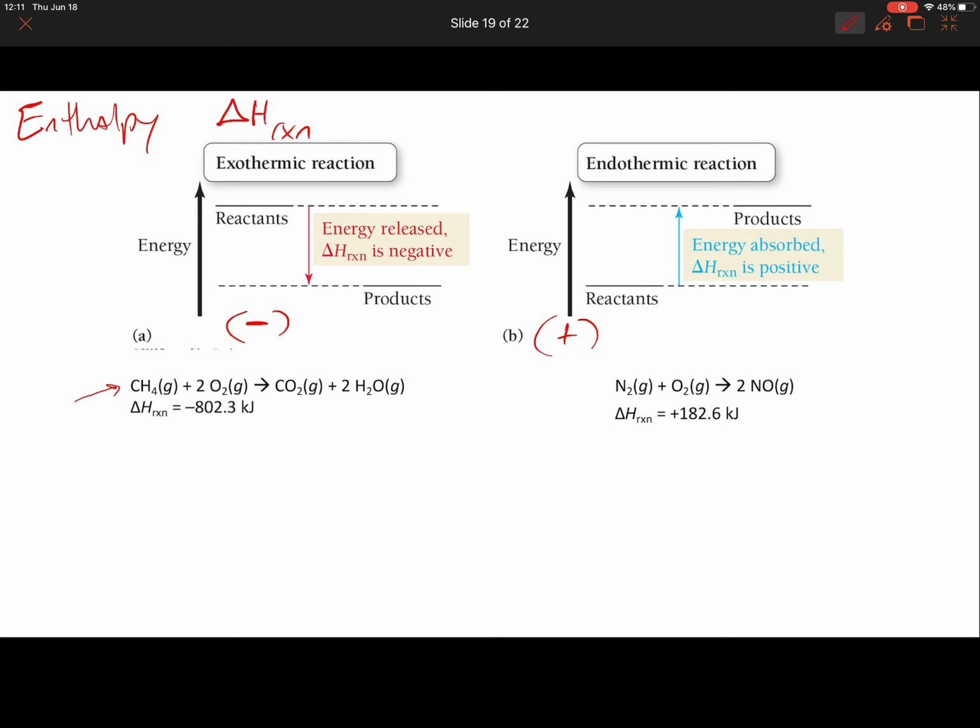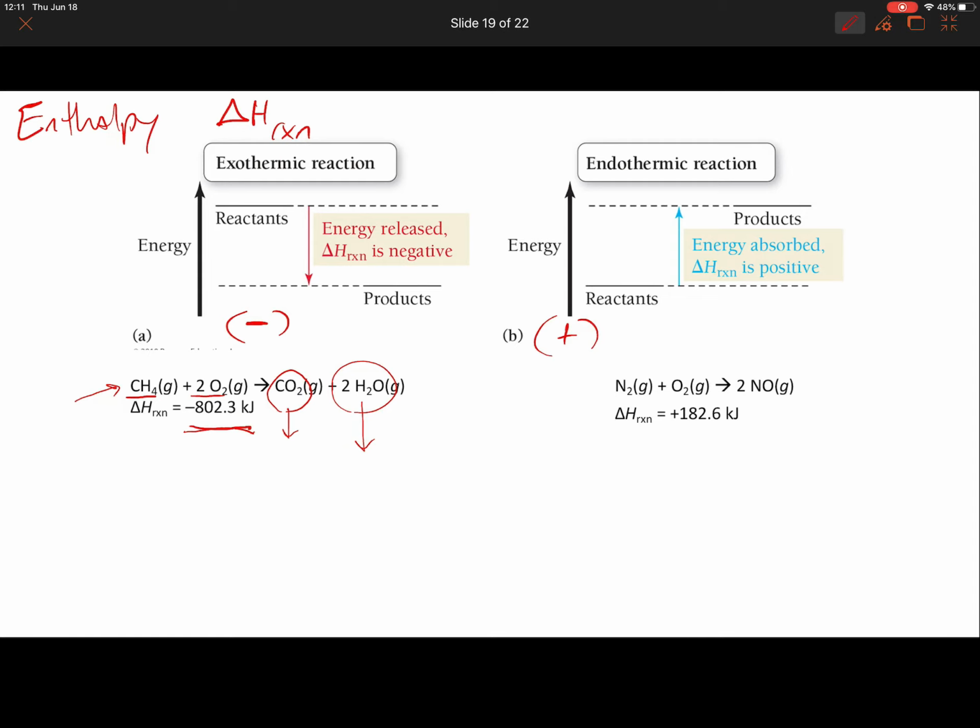What that says is that 802.3 kilojoules of heat are emitted when 1 mole of methane reacts with 2 moles of oxygen. So according to the balanced equation, we can even say this is the amount of heat released when 1 mole of CO2 forms. This is the amount of heat released when 2 moles of water form. It's related to those stoichiometric coefficients, just like we were doing with reactants and products.